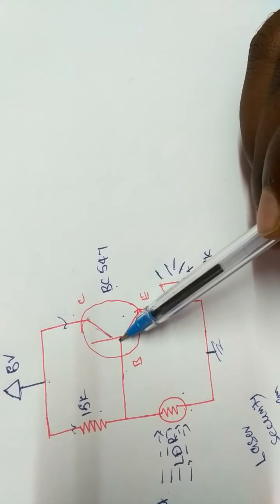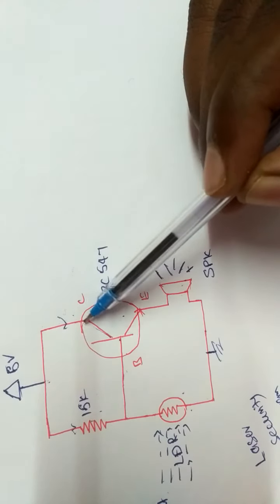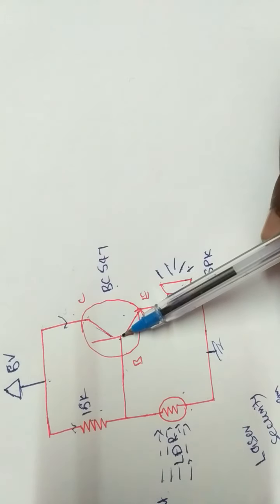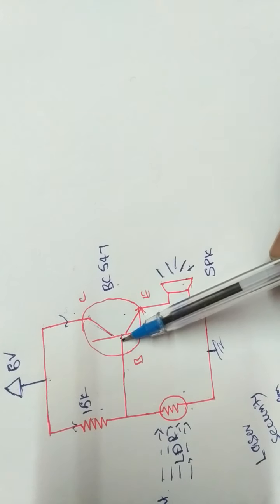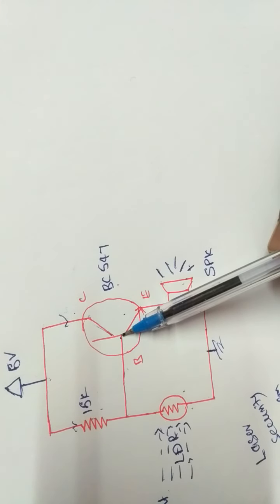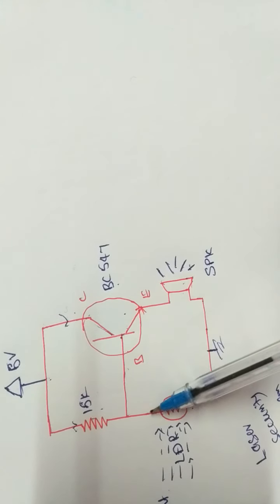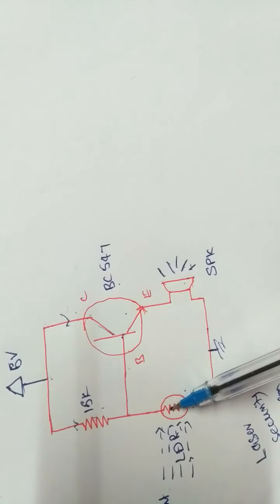Whenever the transistor is switched on, when will the transistor be switched on? The collector is connected to the VCC and the emitter is connected to the ground, and whenever we give some voltage to the base through the 15 kilo ohms resistor, the transistor will be switched on. If we connect the LDR also, this current will flow in this direction, right?